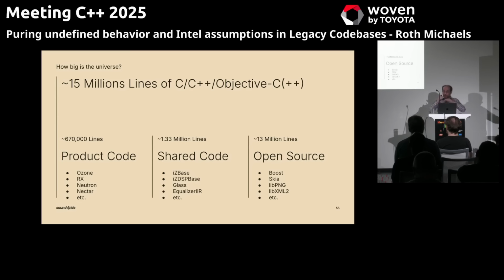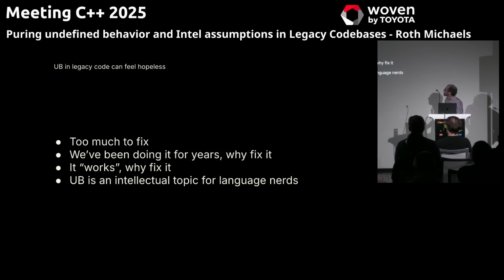So it's like, oh, let's go fix all our undefined behavior. It's a really big, long mission, and that might be tough to justify the business value of. So you've got to take it step by step. As I said, it can feel hopeless for a number of reasons. Like I said, there's too much to fix. But there are also other attitudes you might encounter, like, well, we've been doing this for years, why fix it now? It's totally fine.